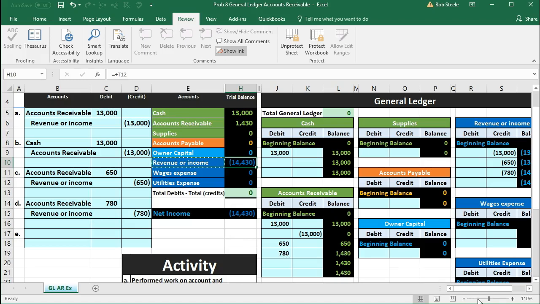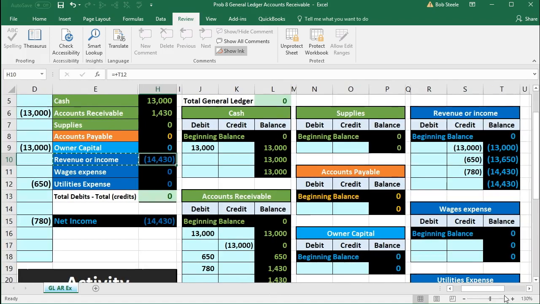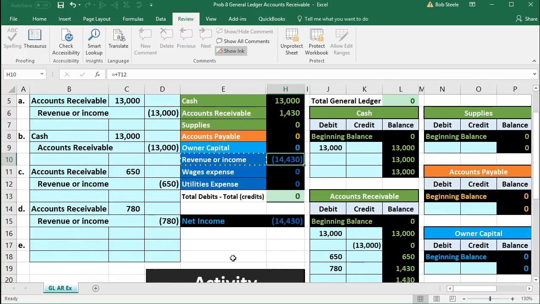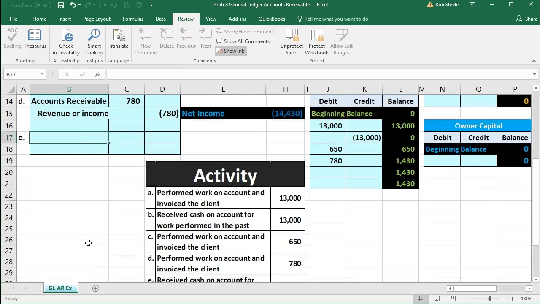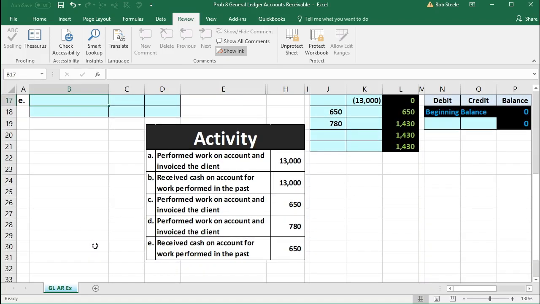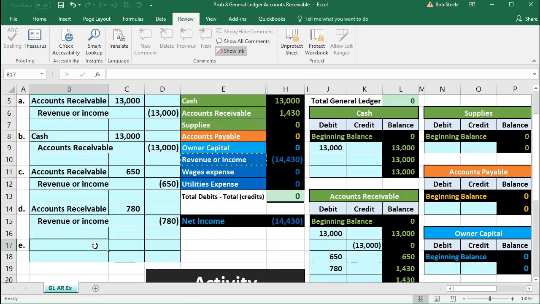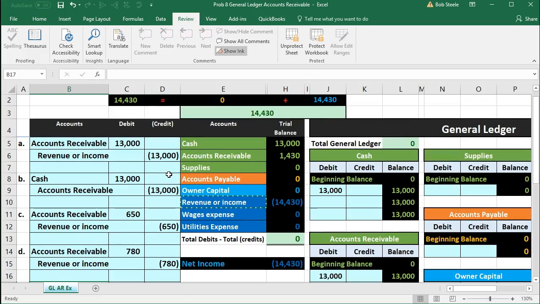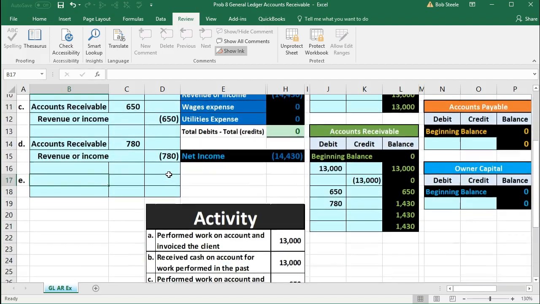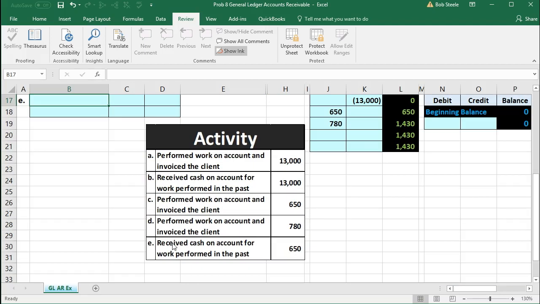Last transaction, I'm going to make this a bit larger, back up to 130 over here. Going to scroll over to the left-hand side, and we are now on E. Received cash on account for work performed in the past. So, first question, is cash affected? And we're going to say yes. It said received, therefore we received cash.